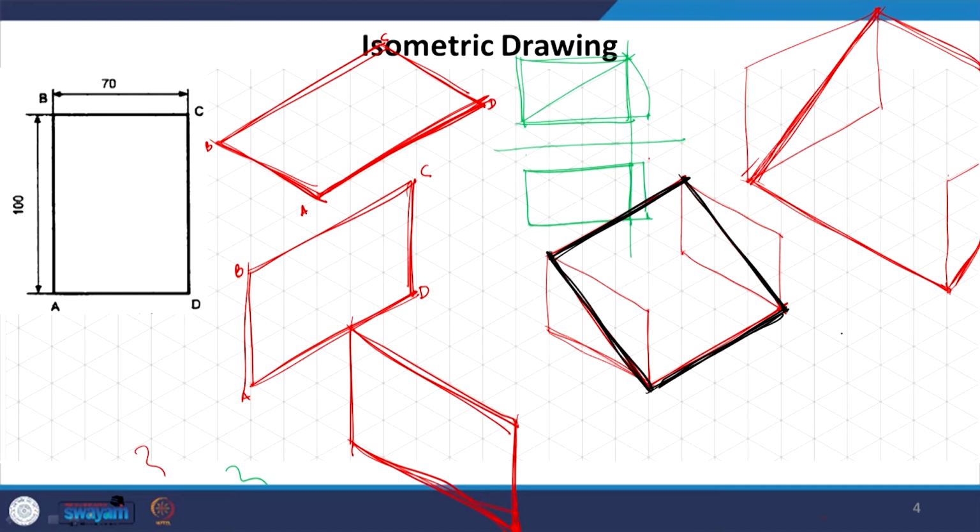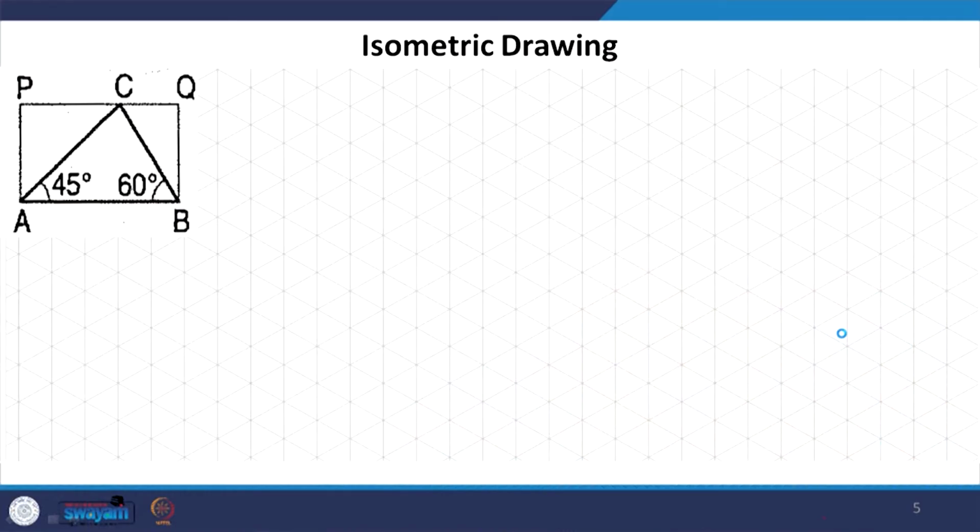We will look at another example. This one is a triangle here. Now, this PQ is the reference rectangle which we are talking about. So, this is just the reference. Our actual triangle is this.